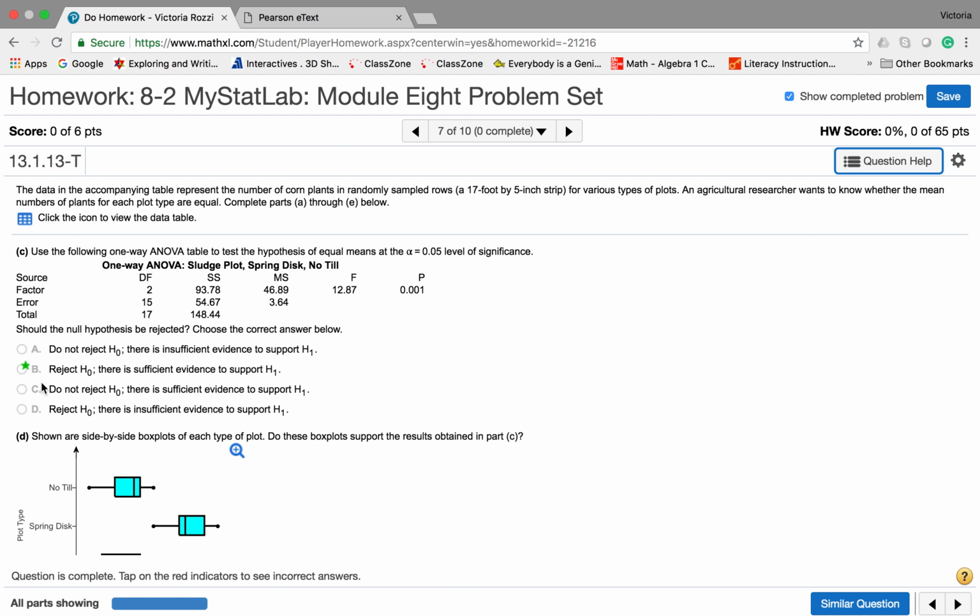So we have two choices. Reject H naught, there is sufficient evidence to support H sub 1. Reject H naught, there is insufficient evidence to support H sub 1. Well, if we're rejecting H naught, then we're supporting H sub 1. So that's why we're going with letter B.